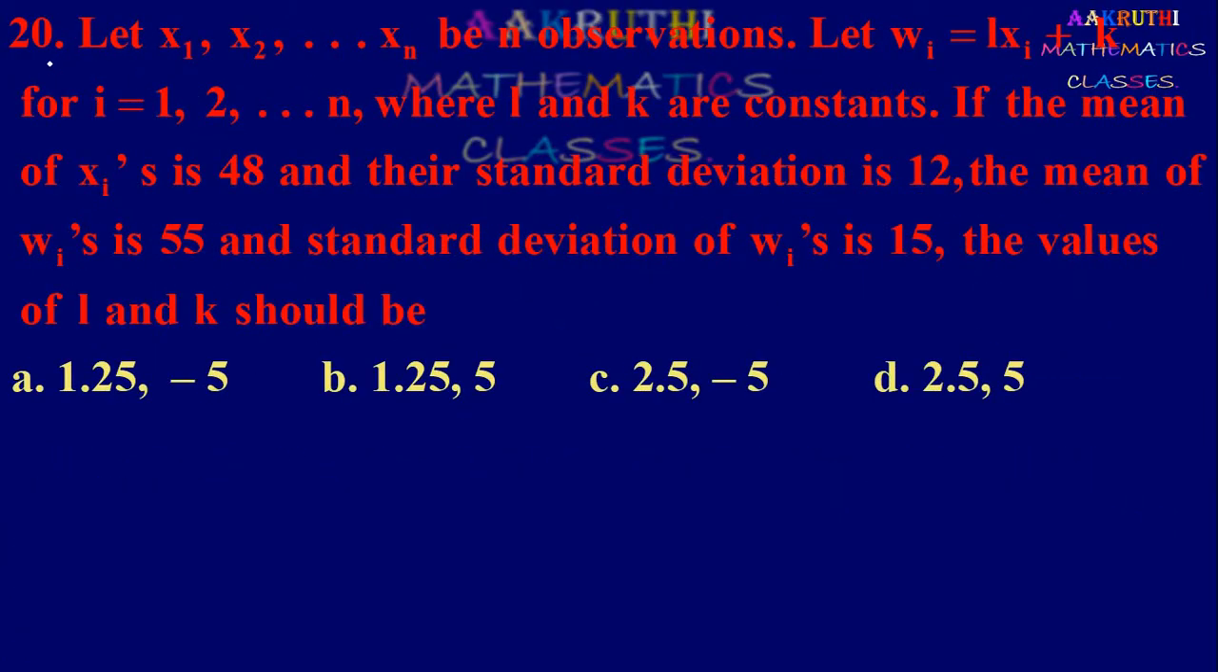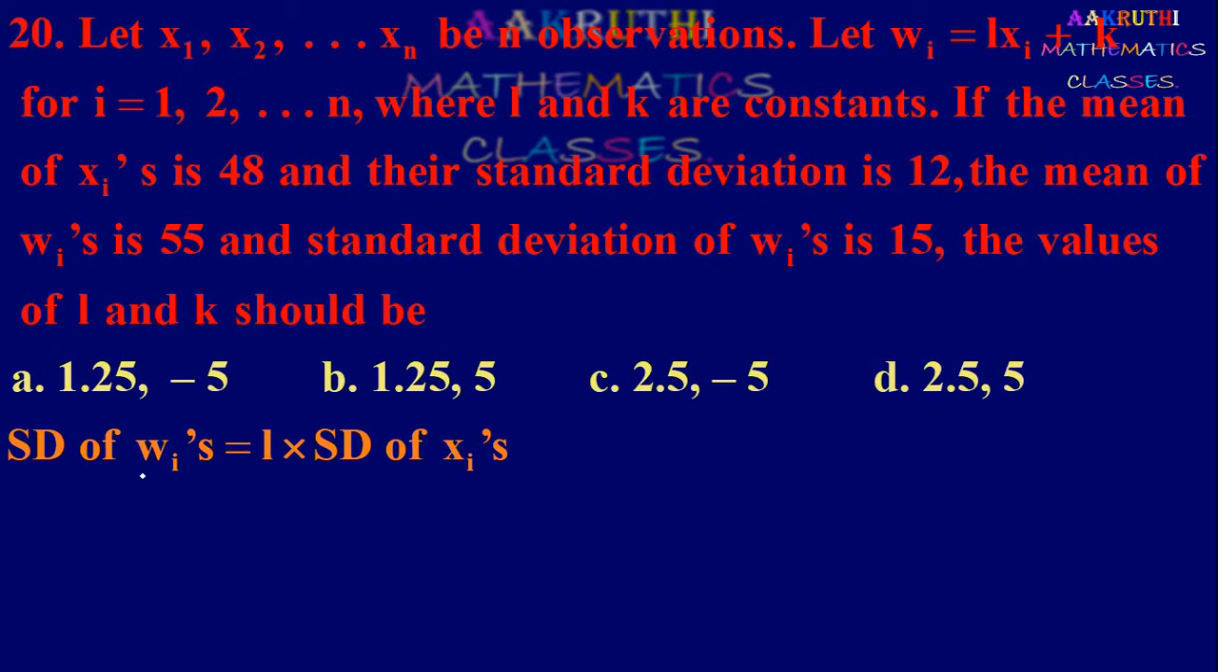Next question, question number 20. Let x1, x2, up to xn be observations and let wi equal to l xi plus k. That is, we multiply each element with l and add k, so we get wi equal to l xi plus k, where i equals 1 to n, where l and k are constants. If the mean of xi is 48 and the standard deviation is 12, the mean of wi is 55 and the standard deviation of wi is 15, then the values of l and k should be. So you have to calculate the l and k values.